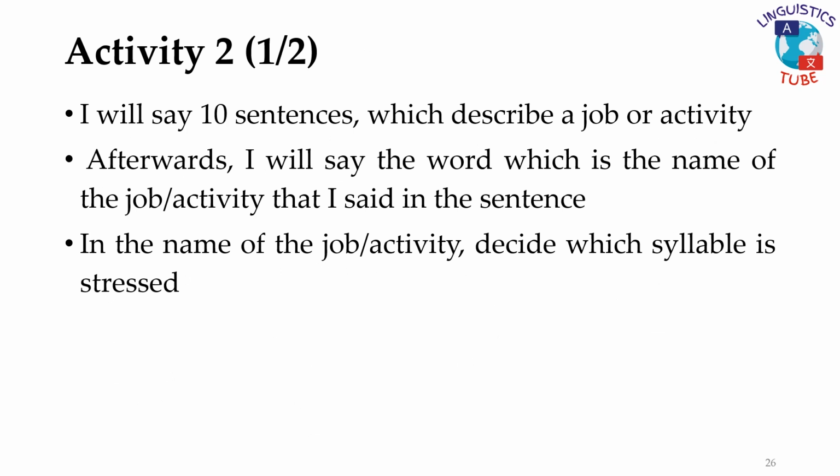In the final exercise, I will say 10 sentences which describe a job or activity. After each sentence, I will then say the word which is the name of the job or activity that I said in the sentence. After I say this word, I would like you to say it. In the name of the job or activity, decide which syllable is stressed. Pay attention to the stress, because the stress is different from the original word.